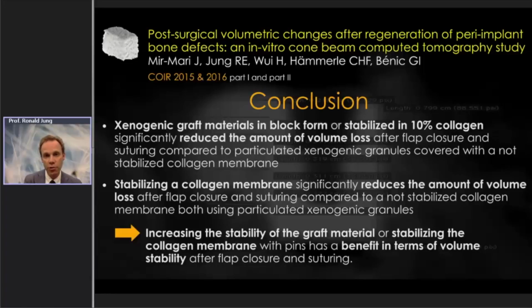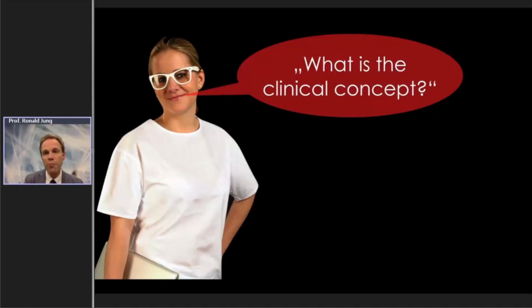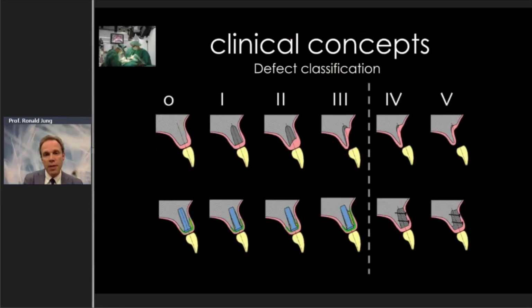And with this in mind, we would like to discuss now what kind of clinical concept we are going to apply, based on what Christoph Hämmerle just presented and based on what we have seen here on the level of these in vitro studies. We have originally classified all our defects into 6 different defect classes. Today we're going to simplify it to 3 different defect classes.